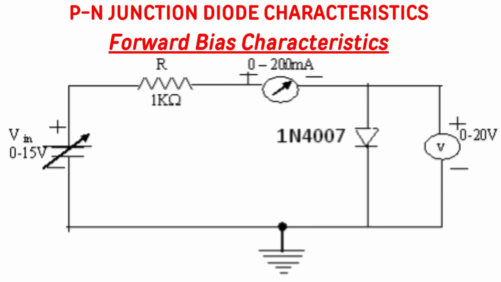Now in the given circuit, positive is connected to p-type material and negative is connected to n-type material, or positive is connected to anode and negative is connected to cathode, through a resistor of 1 kilo ohm and an ammeter. The ammeter will measure the current flowing through the 1 kilo ohm resistor, or the current flowing through the diode, whereas the voltmeter is connected in parallel to the diode, with a 0 to 20 volts voltmeter reading, and 0 to 200 milliamperes is the ammeter reading.